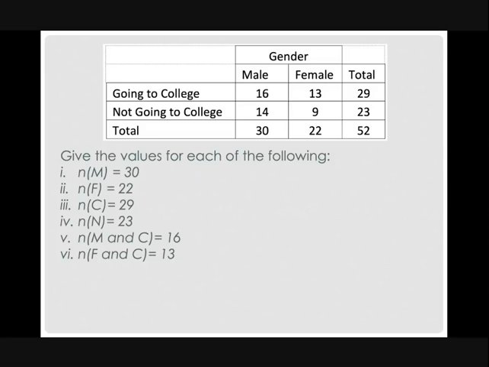Female and going to college, it's also the intersection, so that would be 13. Now, female or college, you have to calculate the number of females, 22, plus going to college, 29, but then we also have to deduct the 13 that count in the intersection of those, and we get 38.